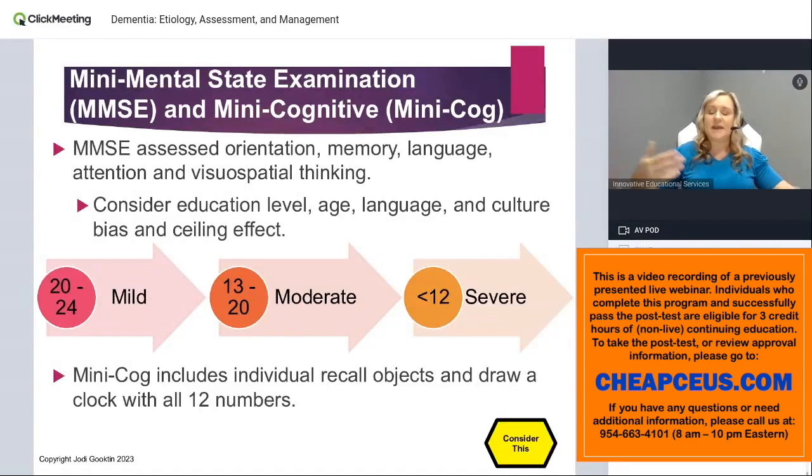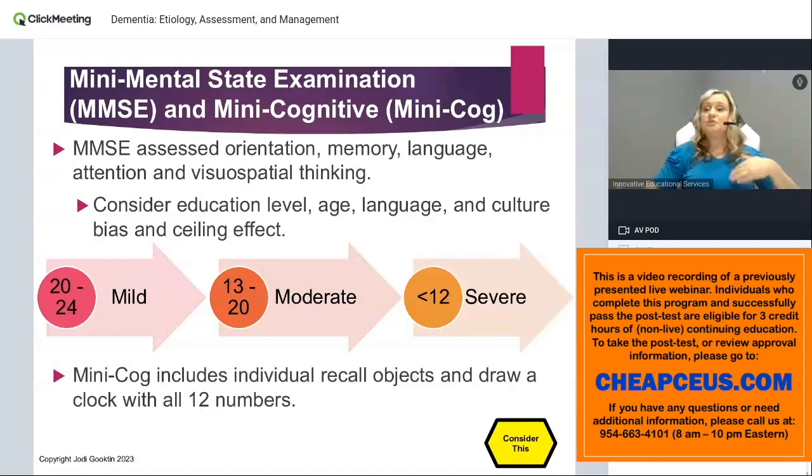So for example, it has your basic orientation to what's the year, season, date, etc. Where are you? Then it goes into counting backwards by 100. What this tool adds that I think provides some benefit is you're going to show the individual two simple objects. So maybe you show them a watch and a pencil, and you're going to ask them to name it. So this might help you see that patient that has that agnosia that's not recognizing different objects.